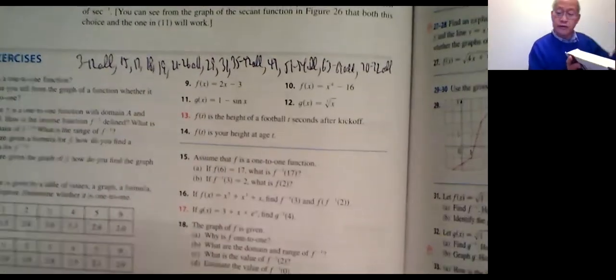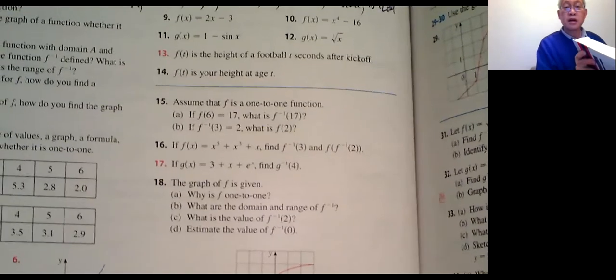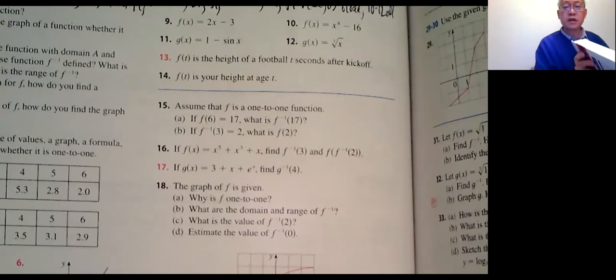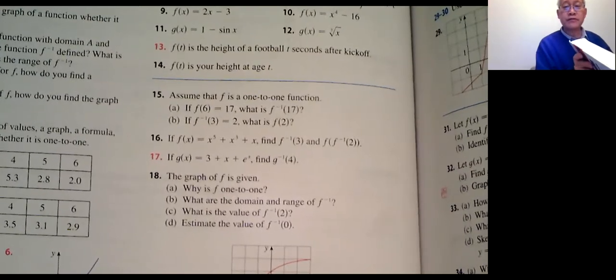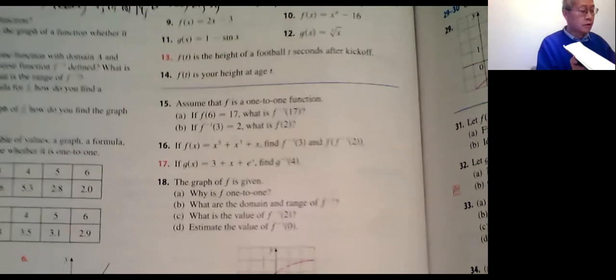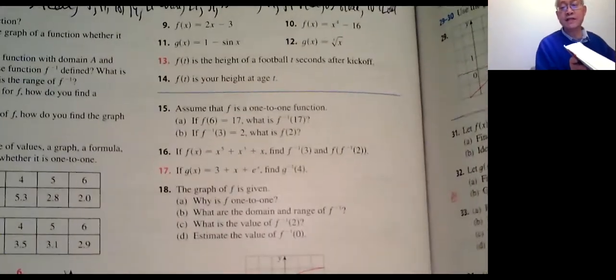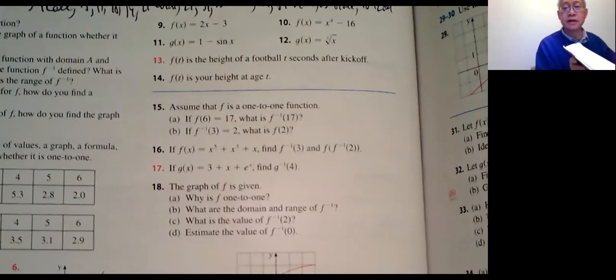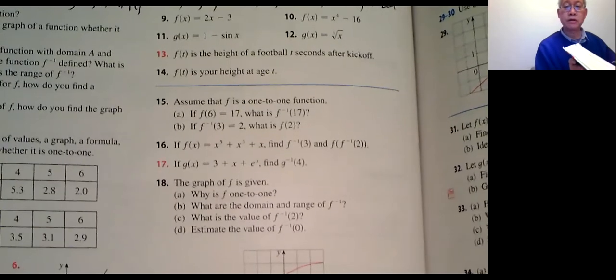Okay, then where are we? 15, 17, 18. Okay, let's look at 15. That should be easy, right? F of 6 equals 17. What is F inverse of 17? If you had absolutely no idea what to do with this, the logical thing would be guess 6, and you're right. You just switch around the x and y. So there's nothing else to say about that one.